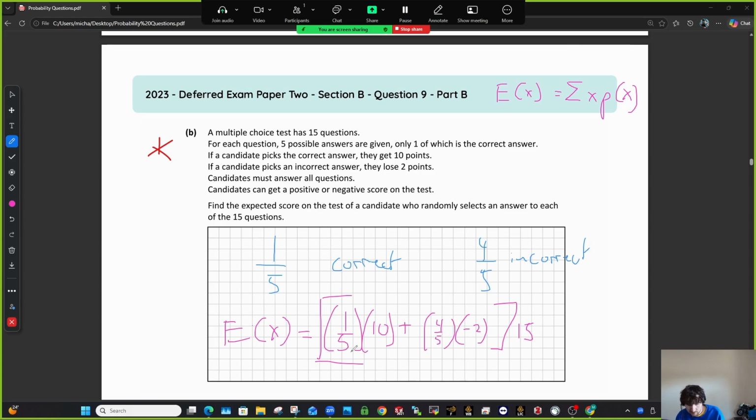So let's do that. You can even see a little bit of what that works out to be. So it's 10 over 5 minus 8 over 5, times 15. So 6 marks. So the expected value, if you guess everything, you'll get 6 points. Okay. Hopefully that makes sense to people. Very interesting question, that.